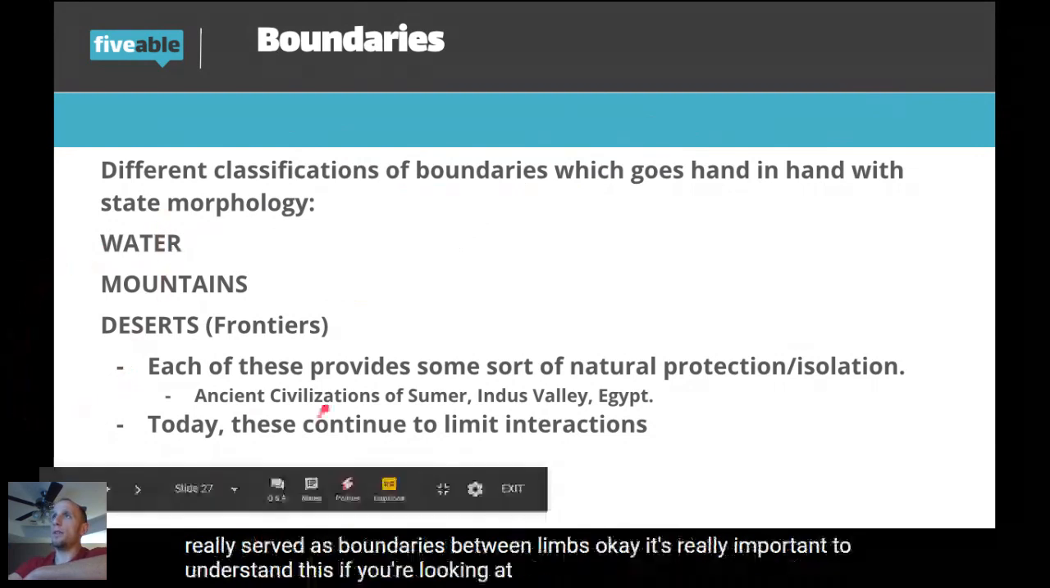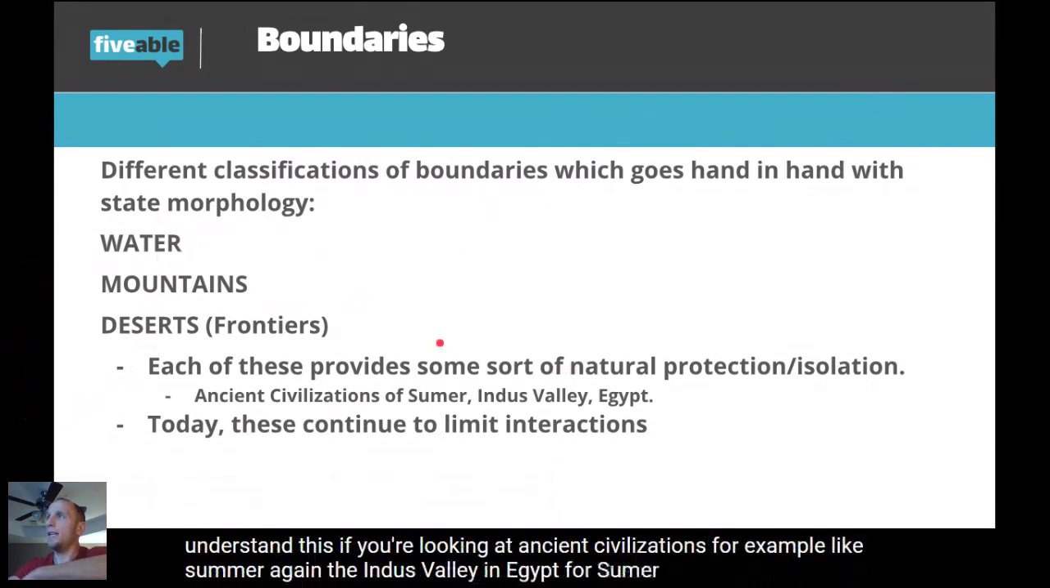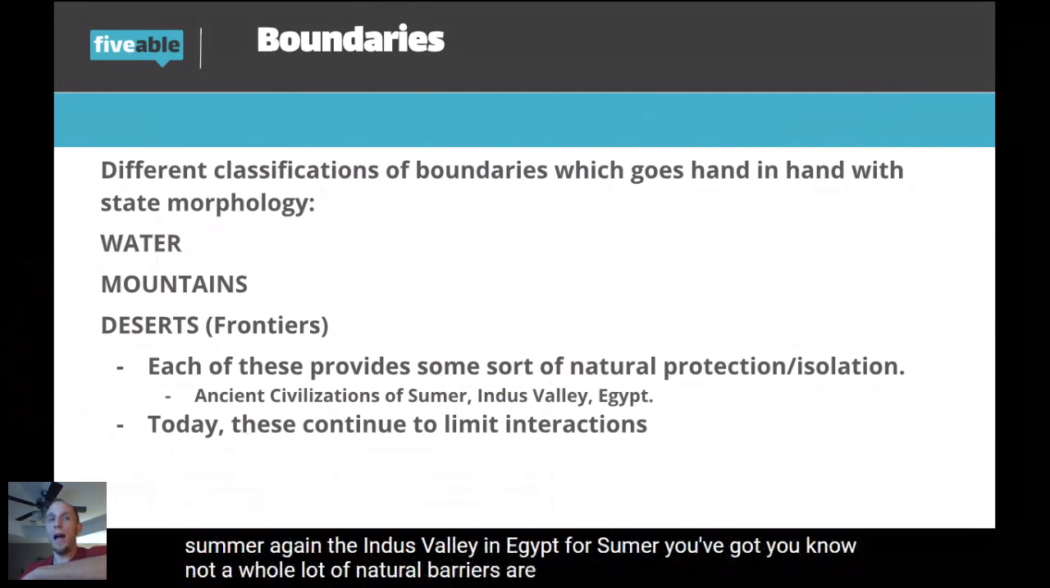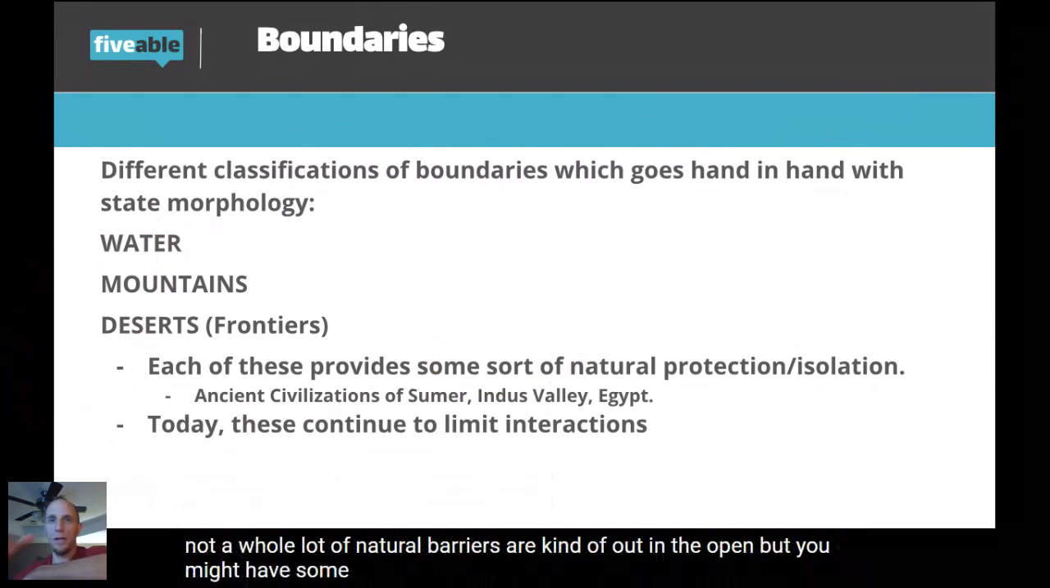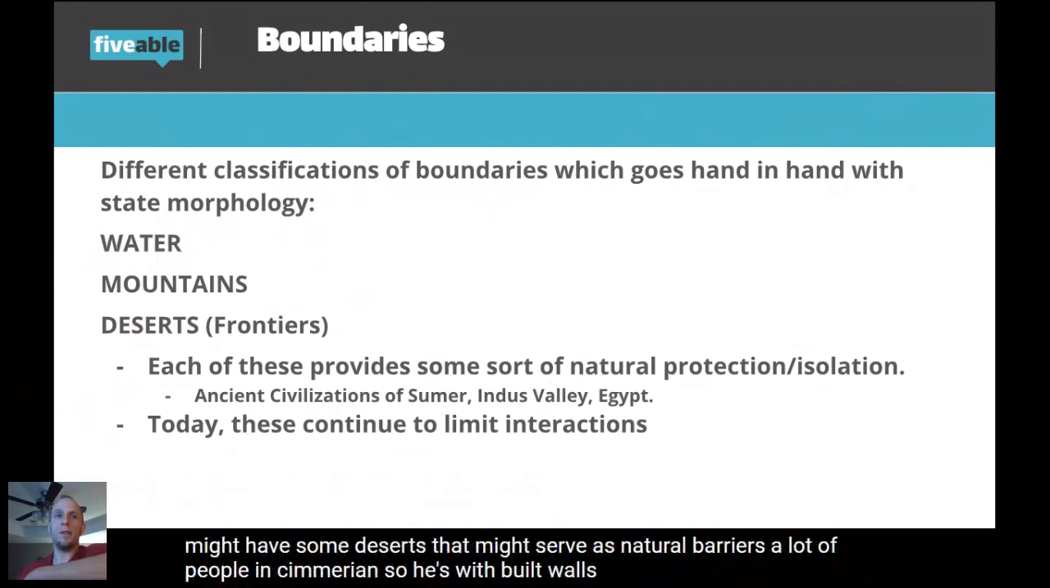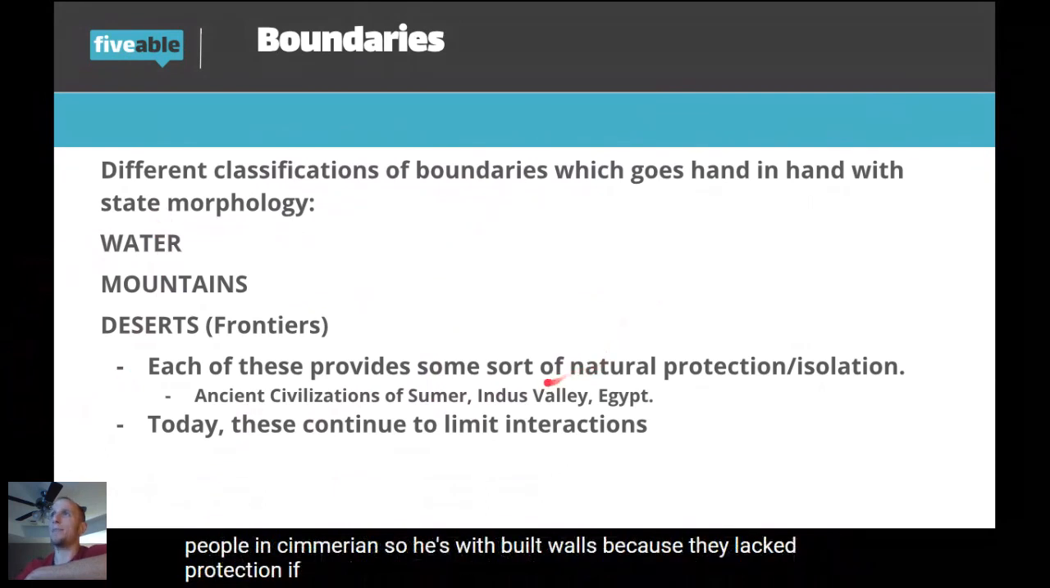And it's really important to understand this. If you're looking at ancient civilizations, for example, like Sumer, the Indus Valley, and Egypt, for Sumer, you've got not a whole lot of natural barriers. They're kind of out in the open, but you might have some deserts that might serve as natural barriers. A lot of people in Sumerian cities would have built walls because they lacked protection.